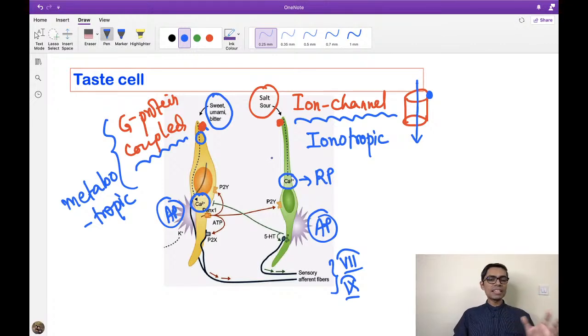And if the ion channel is behaving like a receptor, they are the ionotropic type of receptor. So the most important thing: salt and sour are ionotropic receptors. Sweet, umami and bitter are metabotropic receptors.